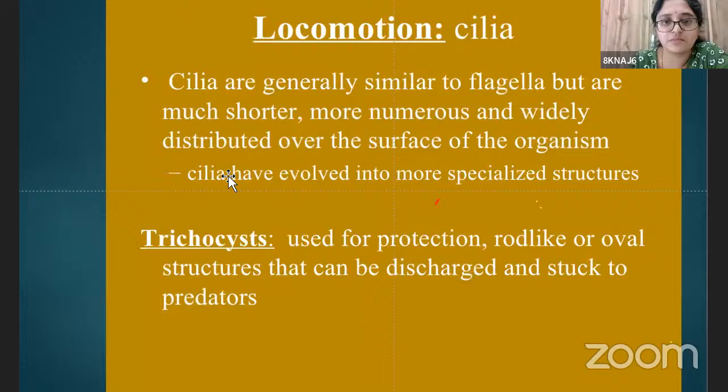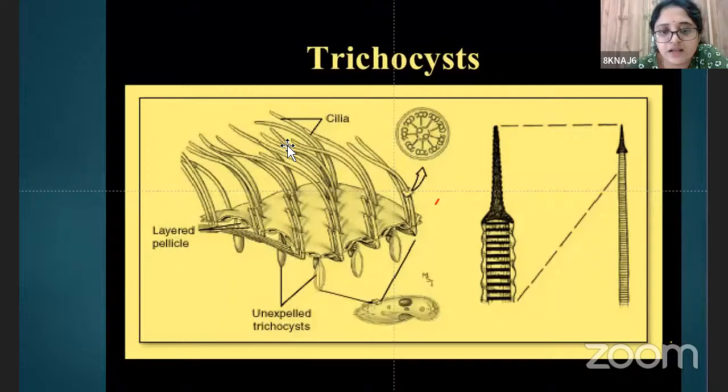Now, as I told you, the trichocyst is something which is used for protection. It is a rod-like structure, which is oval also in nature. It can be discharged so as to strike the predators. So this is how it is. These are the cilia. These are the unexpelled trichocysts.